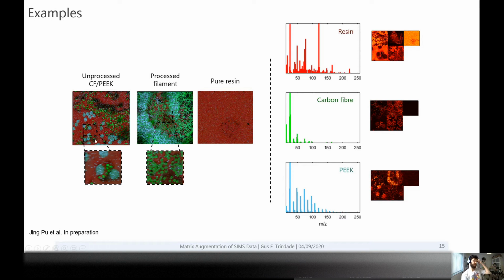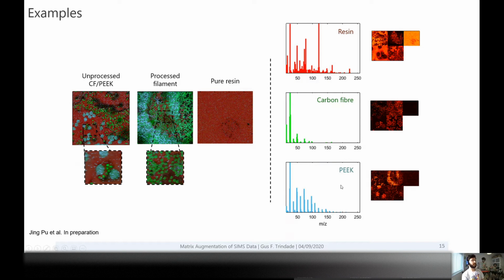So what I want to see is after we process this filament, we're hoping that the polymer will melt and mix well with the carbon fibers. But we don't know whether it will mix as well with the resin. So what we do is we measure the pure resin. We measure it before the processing and after, which is the one in the center here, and process everything as a single matrix using the exact method I just described.